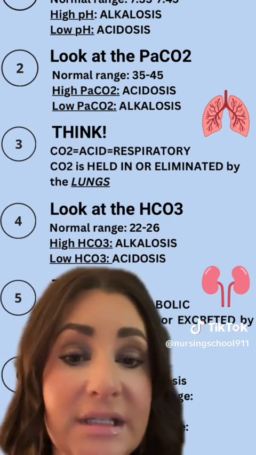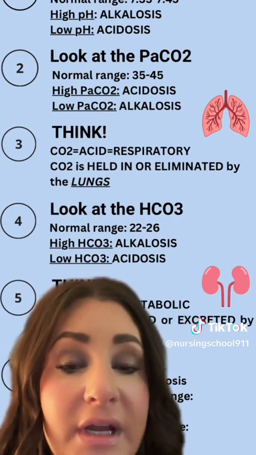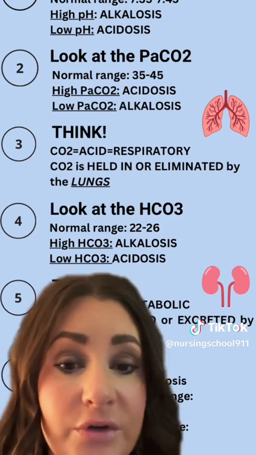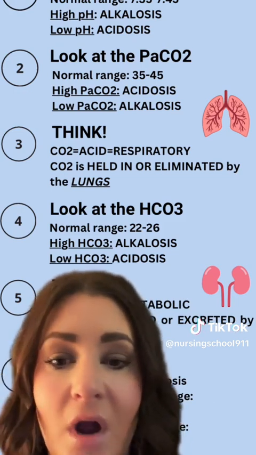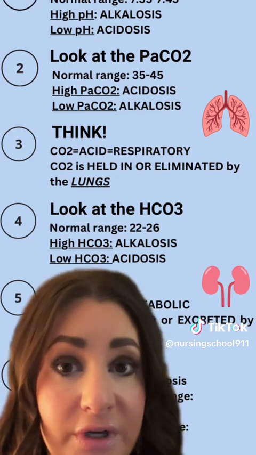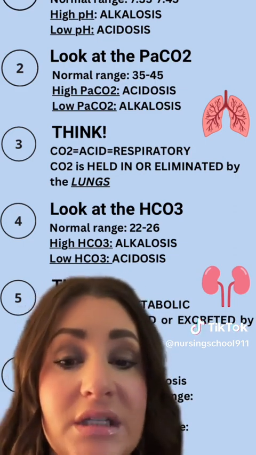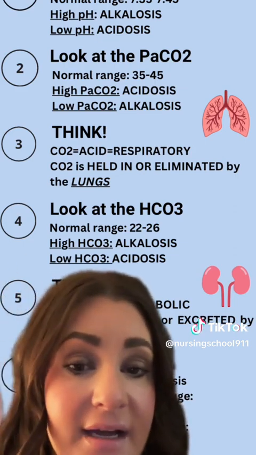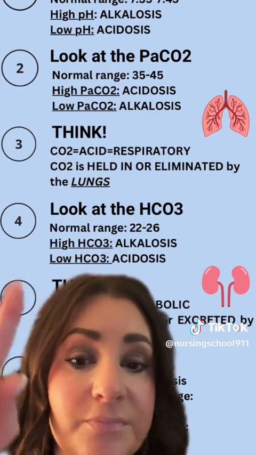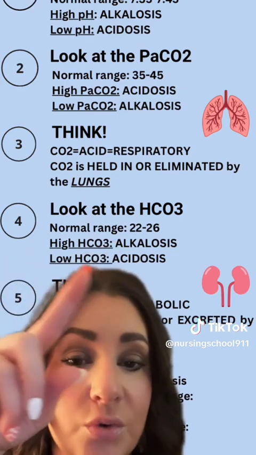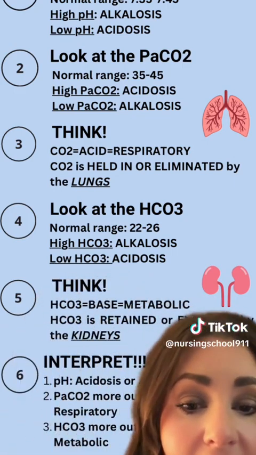Step number 4, let's look at the bicarb. Normally, bicarb ranges anywhere from around 22 to 26, but always, again, go by what your instructor gives you as far as the levels. So if bicarb is high, this is alkalosis. When bicarb is low, we're leaning towards acidosis.